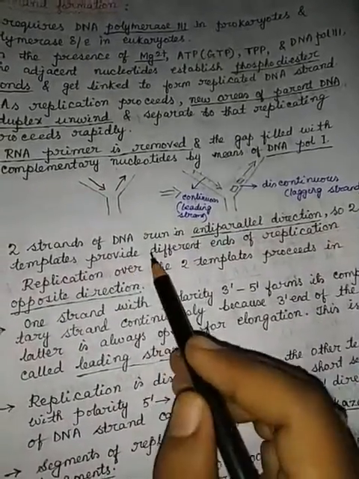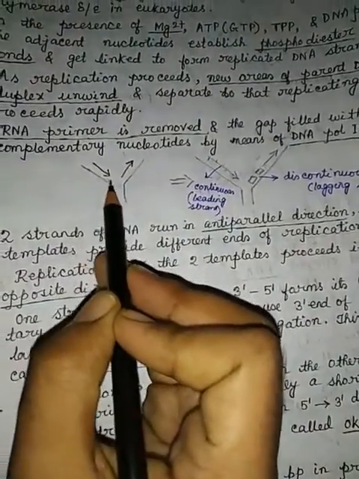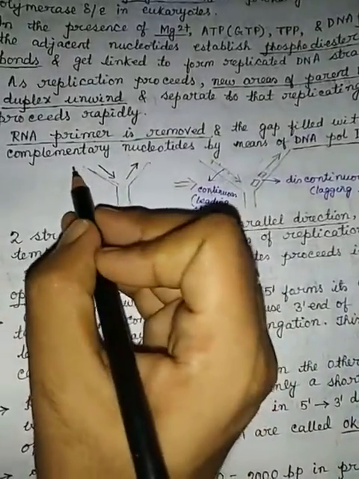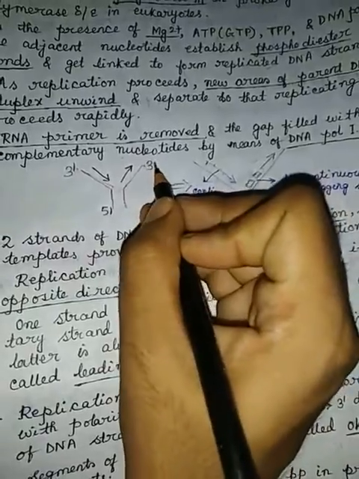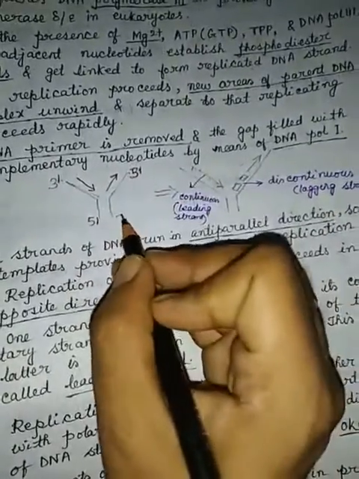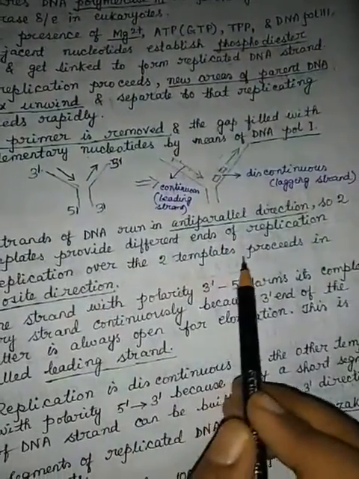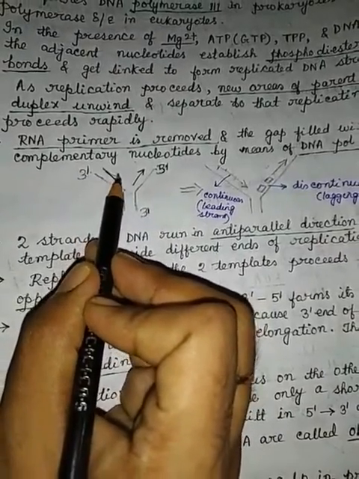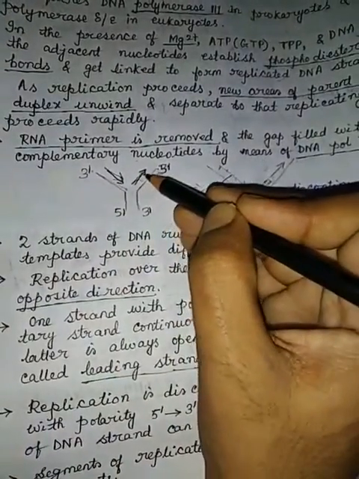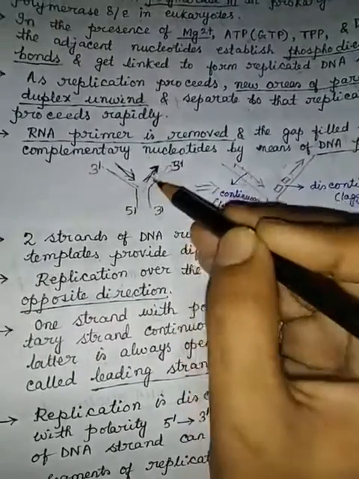So two templates provide different ends of replication. Obviously, it means that this is the one parental strand, this is the other one. It starts with 3' end to 5' end direction, and this starts with 5' end to 3', which means anti-parallel direction. So it means that replication over the two templates proceeds in opposite directions, obviously. If here replication starts in this direction, on this template strand replication occurs in this direction, the opposite direction.